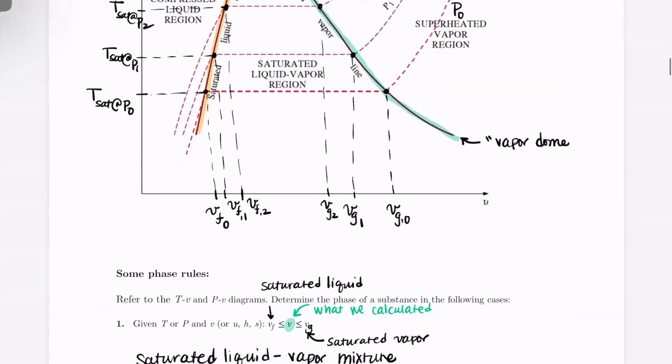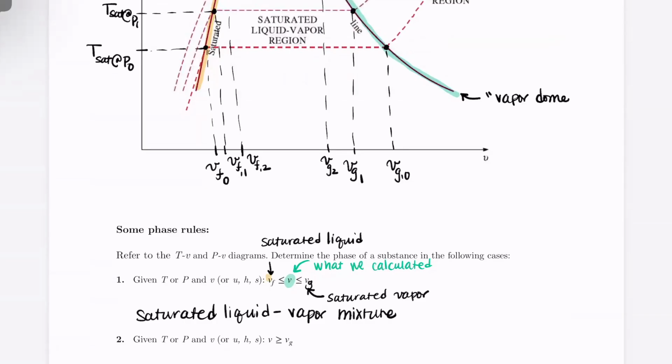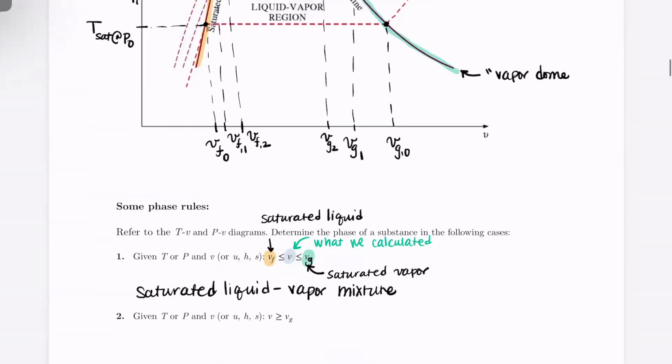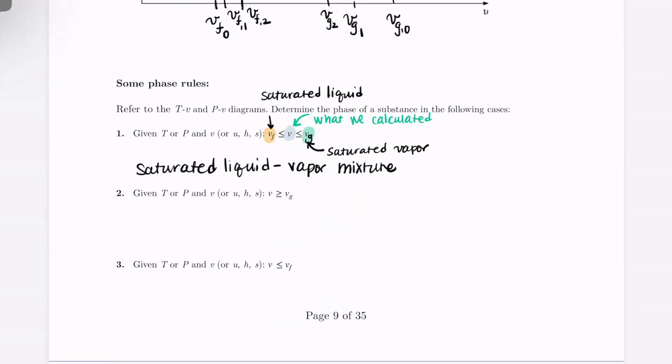Okay, so for example, if we have this as our VG, and this as our VF, and our specific volume that we've calculated is somewhere in here, then that means that we're in the saturated liquid vapor region. Okay, does that make sense how we're using this chart to decide that? Okay, cool. What about if our specific volume is greater than VG?